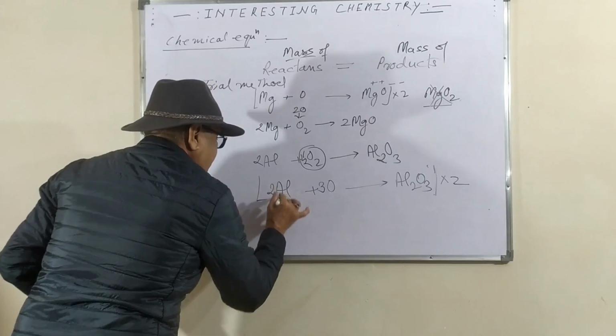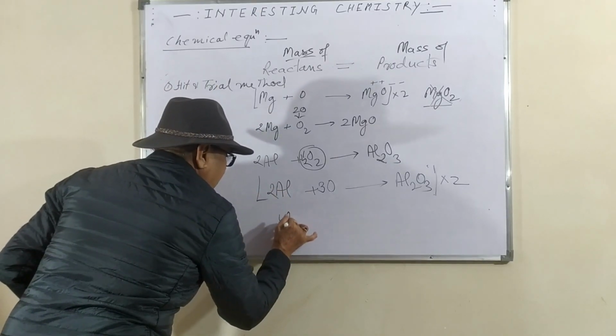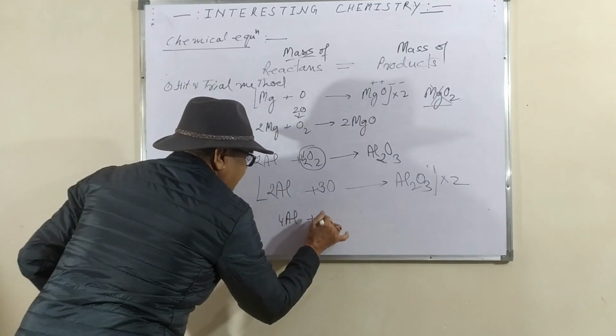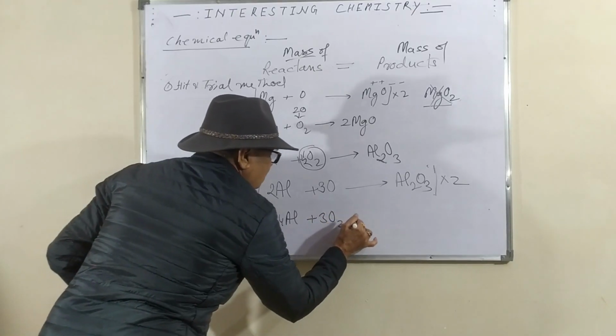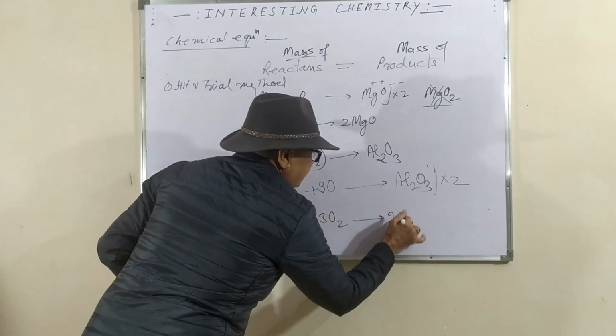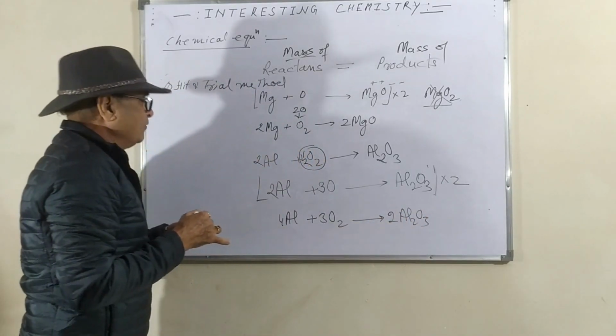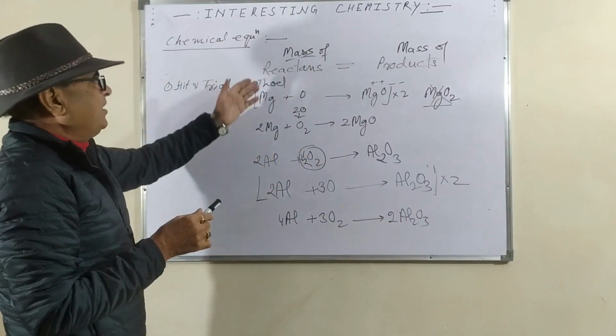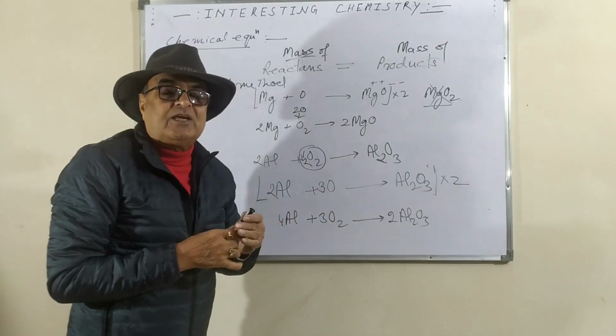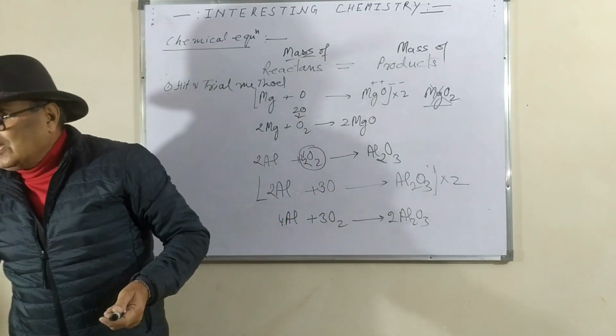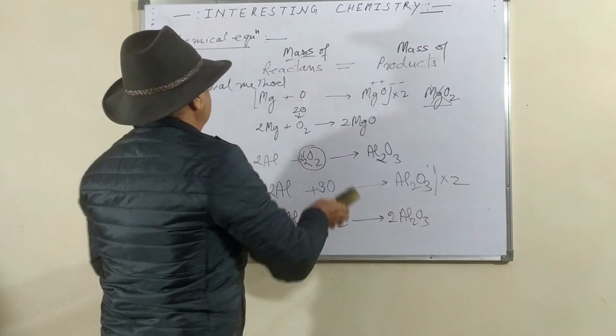So you can write here 4Al plus 3O2 gives 2Al2O3. This is the way to balance the equation.